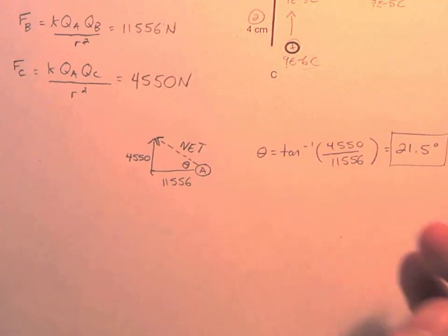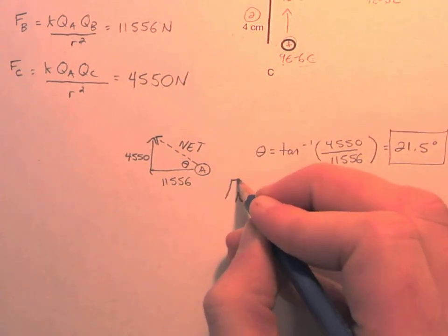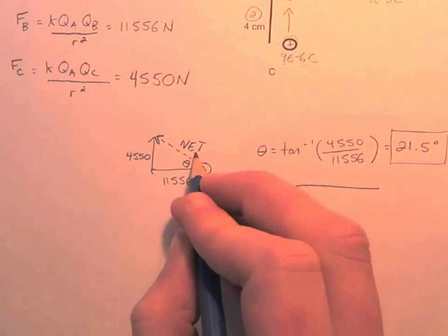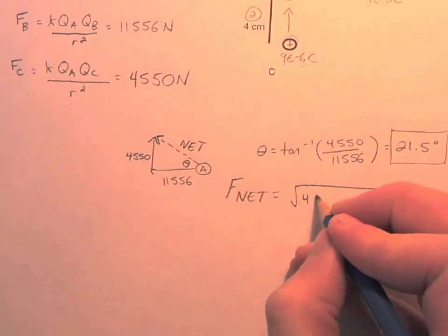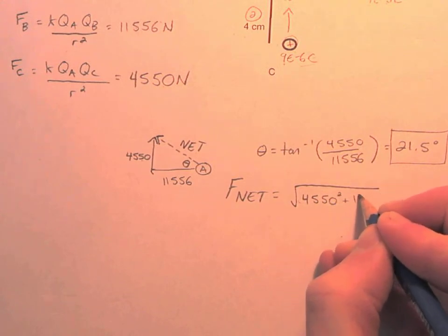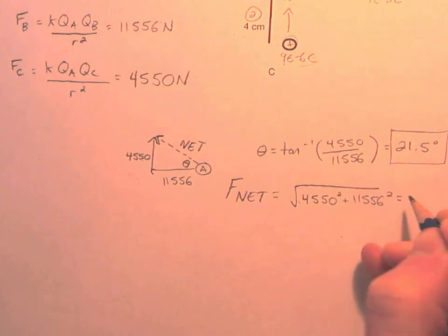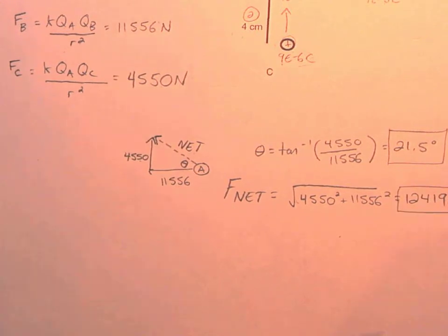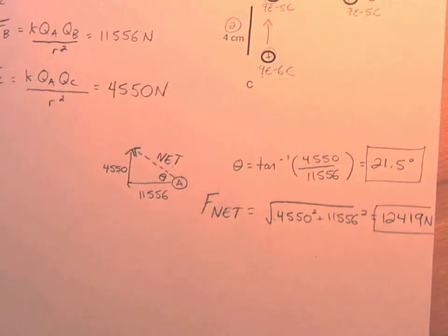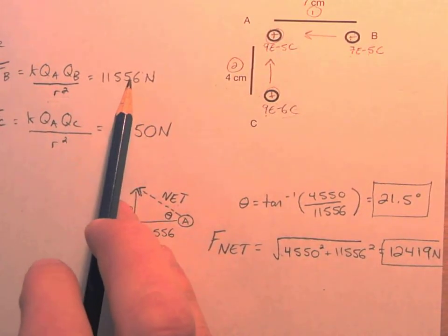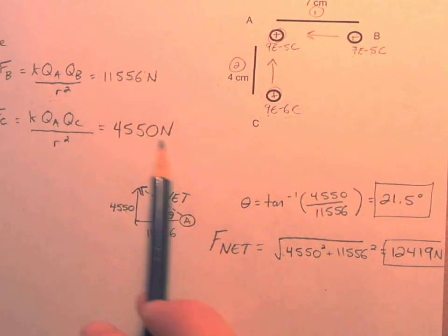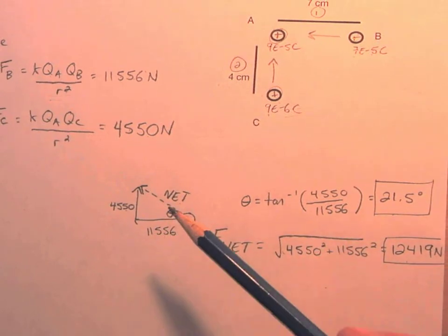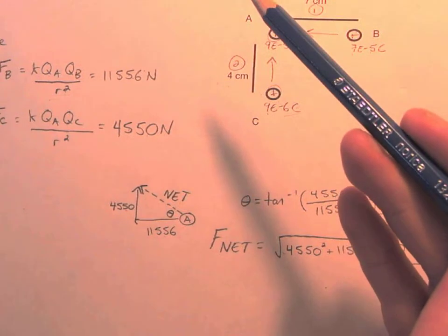And then we also have to find the net force, or F net. In this case, it's going to be Pythagoras, so it's going to be the square root of this squared plus this squared. And that's going to give me 12,419 newtons. Okay, so overall it's going to feel a little more than this one. 12,419 newtons in a direction of 21.5 degrees above the horizontal. So it's going to go that way.